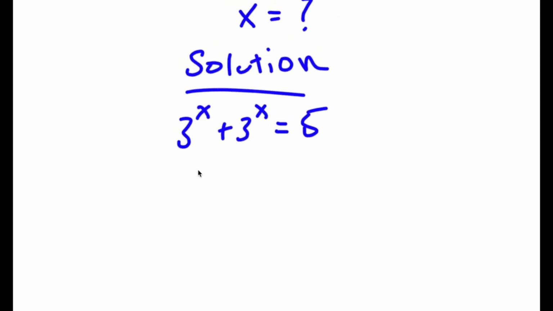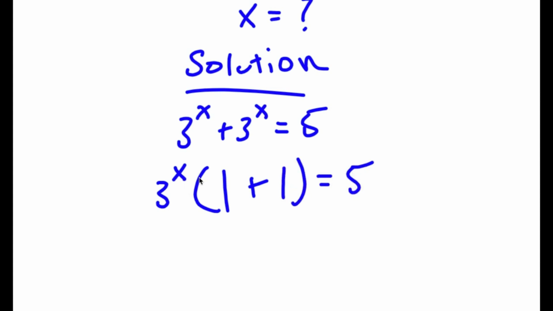And now the first thing I'm going to do is from our left-hand side here, I'm going to factor out 3 to the power of x. So I have 3 to the power of x times 3 to the power of x divided by 3 to the power of x, that is equal to 1. So I have 1 plus, again, 3 to the power of x divided by 3 to the power of x, that is 1. So now I have 3 to the power of x times 1 plus 1 is equal to 5.